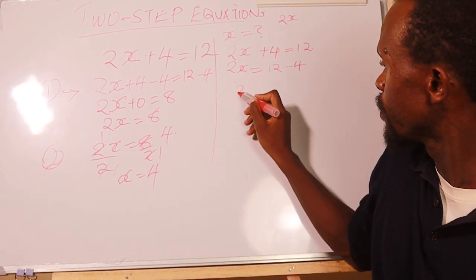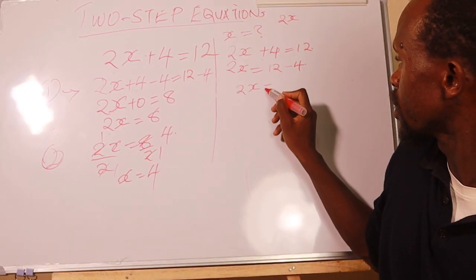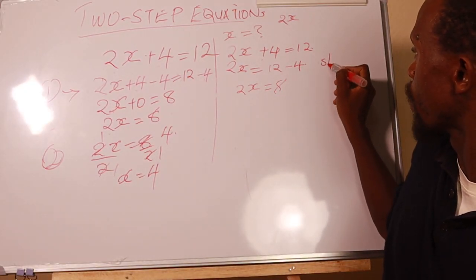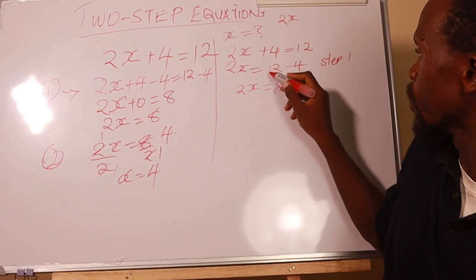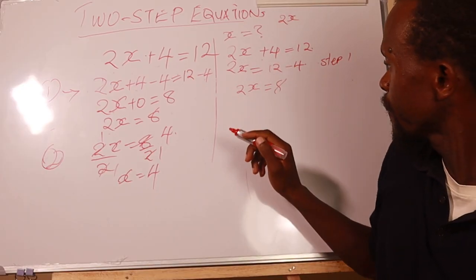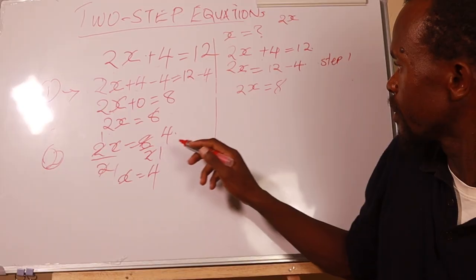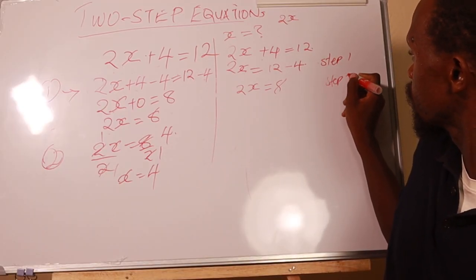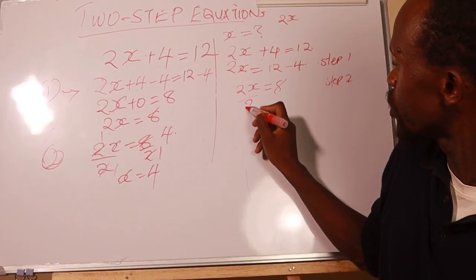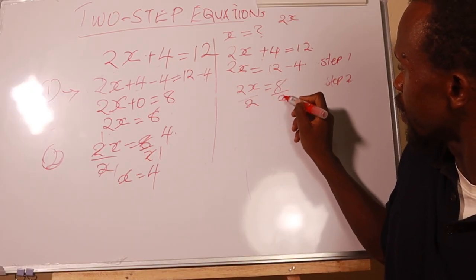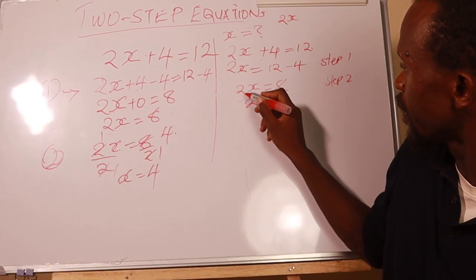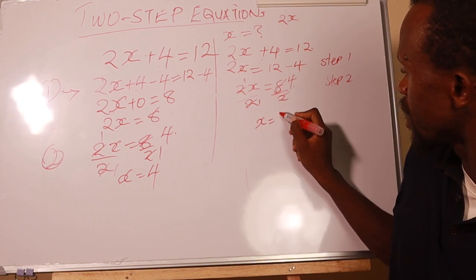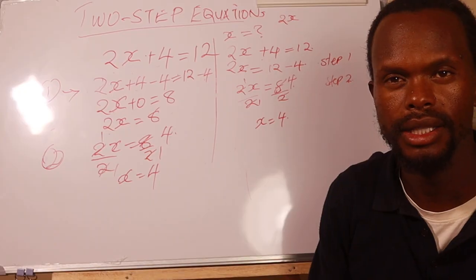And therefore, we'll be left with 2x is equal to 8. Remember, this is step 1. It was addition, so you subtract. When you're left with that, just as we did before, step 2 is that we are going to undo this by dividing both sides by 2, and therefore we are going to find the value of x.